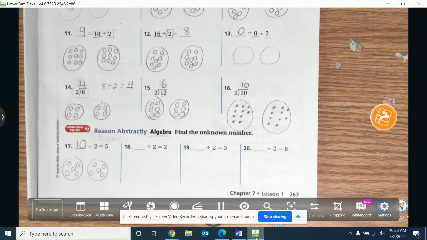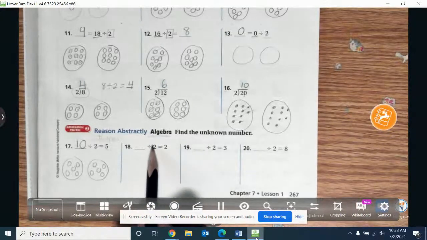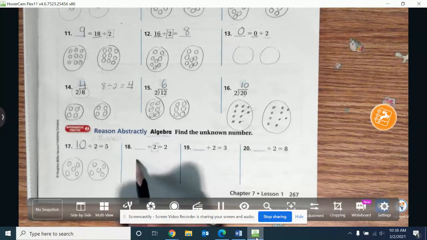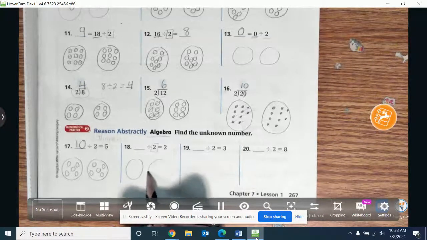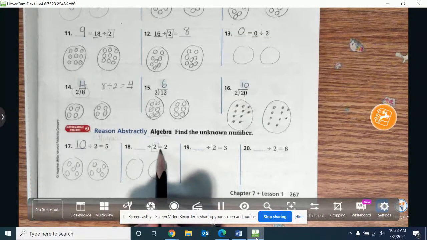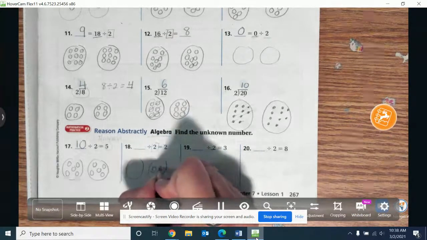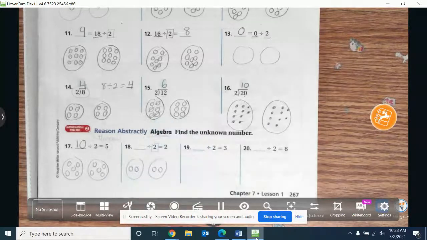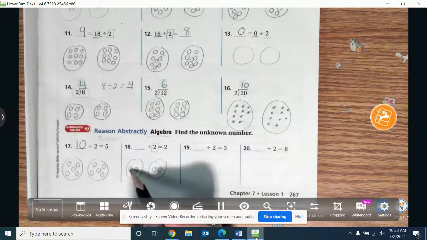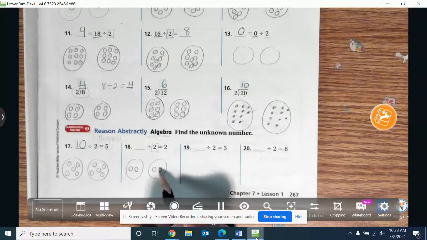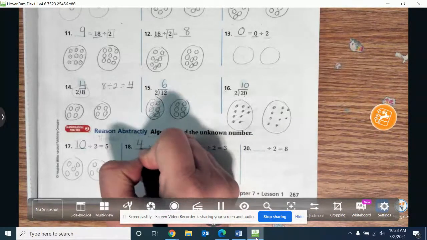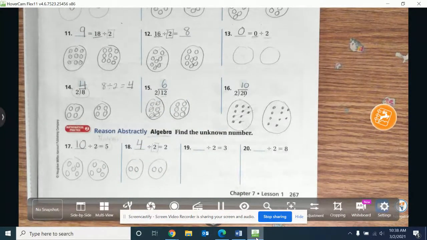All right, let's do it here. So this number is going to be my groups. 2 groups equals, this one gave us the answer first. So 2 counters in each group. 1, 2, 1, 2. We're working backwards here. How many counters are there total? 2, 3, 4. The missing number is 4. In other words, 4 counters divided into 2 groups equals 2 in each.